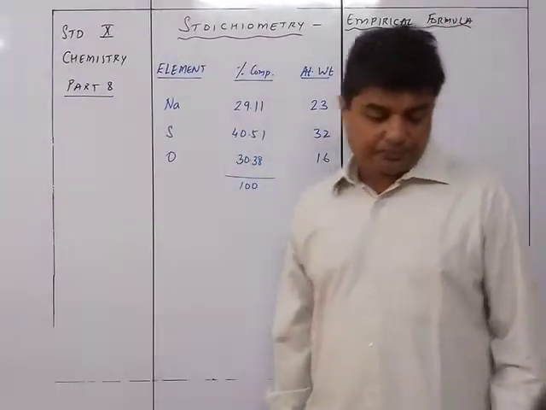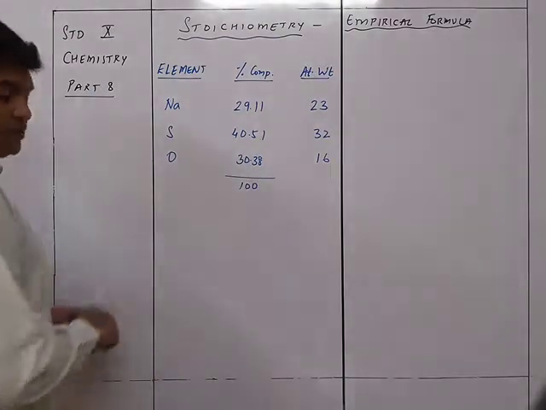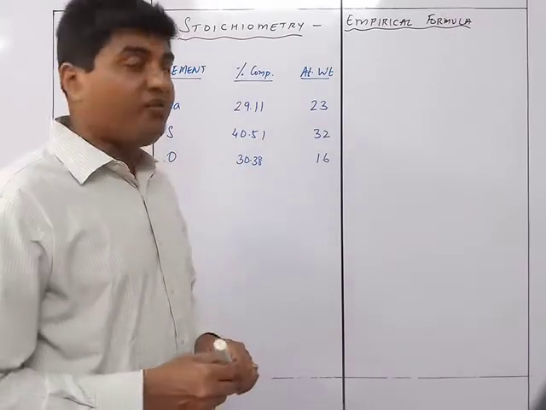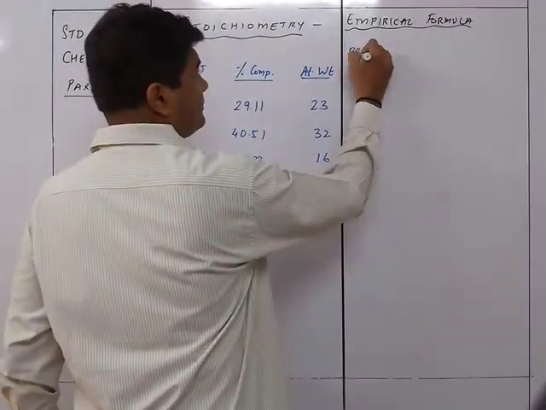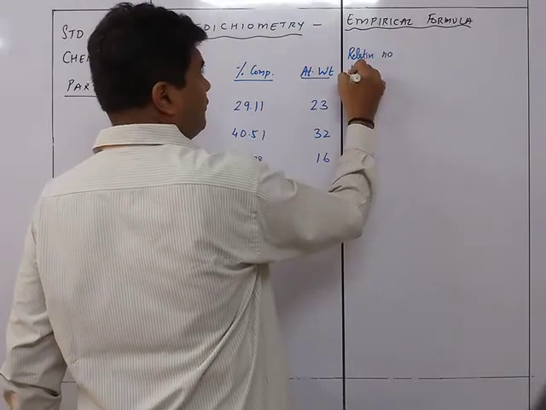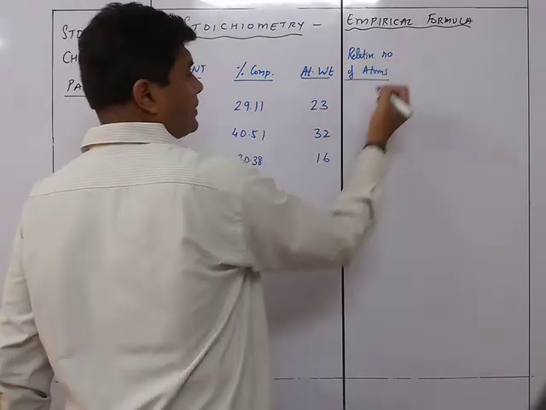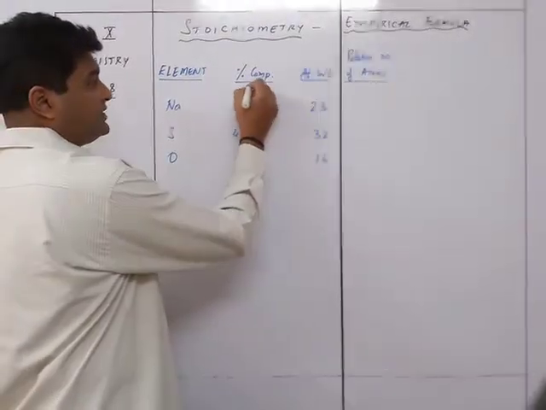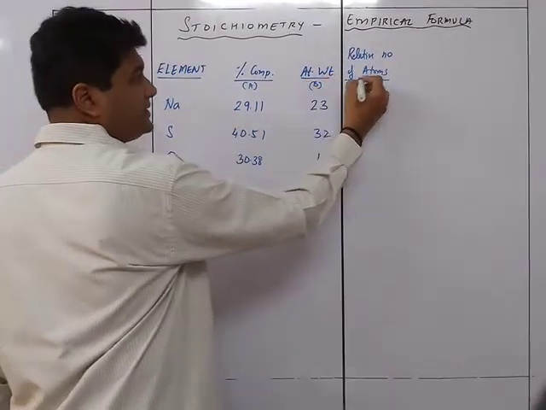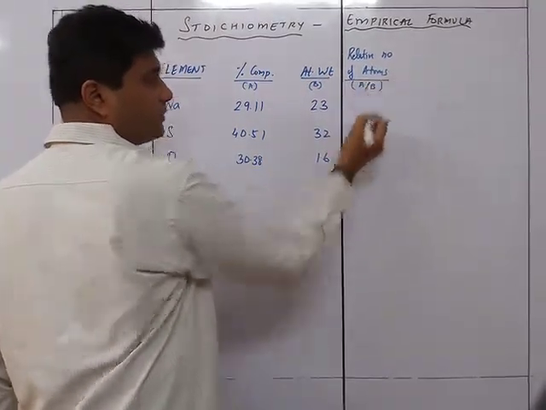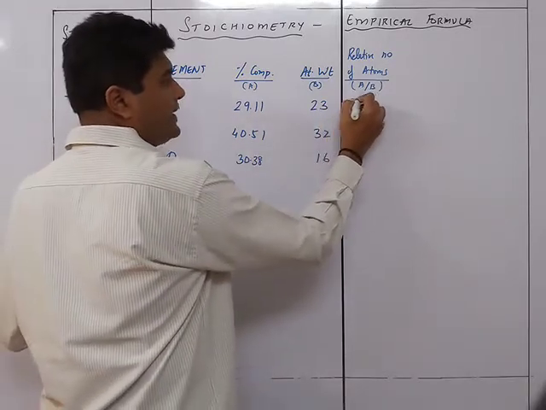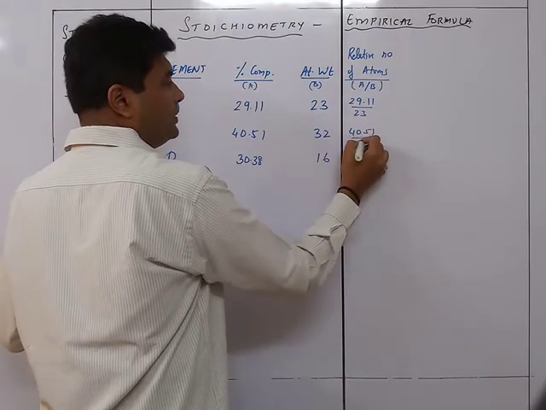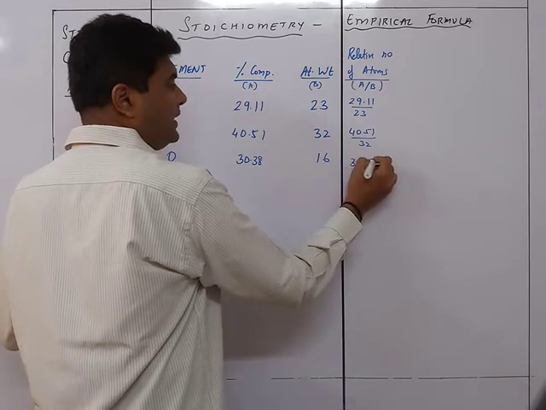The next one, once you have this particular thing, is relative number of atoms. In relative number of atoms, what we are going to do is divide this by this. If this is A and this is B, then this is nothing but A upon B. So A upon B for this one will be 29.11 upon 23. This is 40.51 upon 32. And this is 30.38 upon 16.